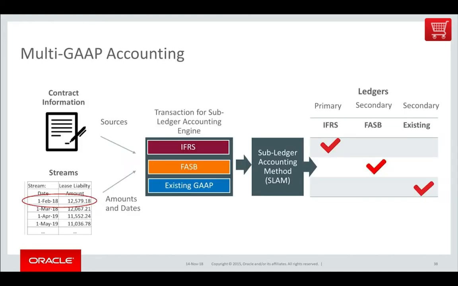Now, as we send this information over to accounting, we actually send both the IFRS and FASB information over, and then you can use your subledger accounting methods, your SLAM, to decide, do I want this to go into my primary ledger, what do I want to do to my secondary ledger, and you can have multiple secondary ledgers as well. So I can create my accounting for this according to IFRS, according to FASB, existing GAAP as well. So you can have multiple accountings for that one contract and one transaction. But we feed it all into the subledger, and then you configure the SLAM to generate how you want your accounting and your account derivation.